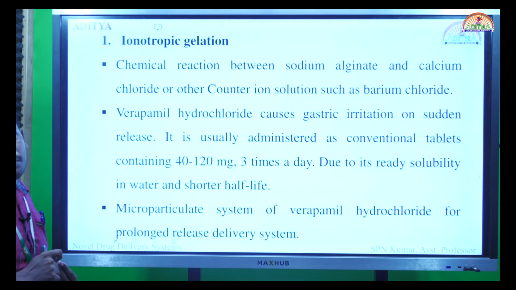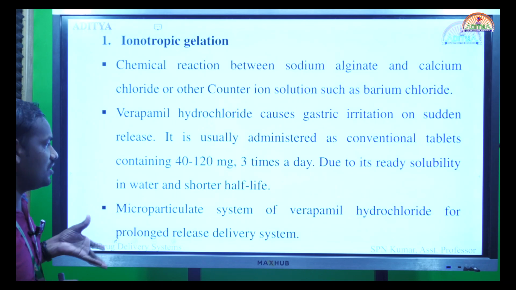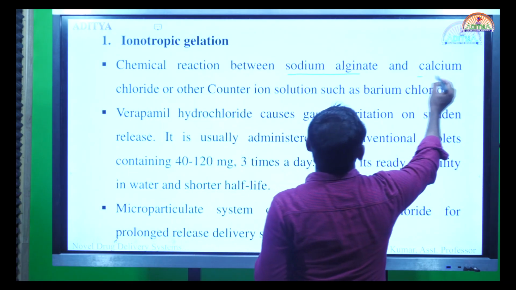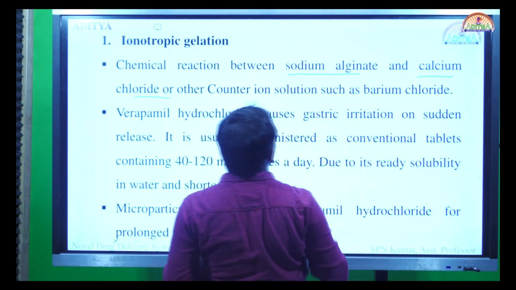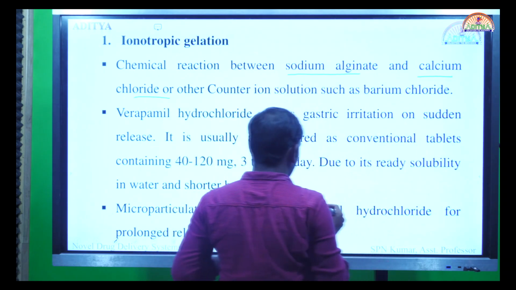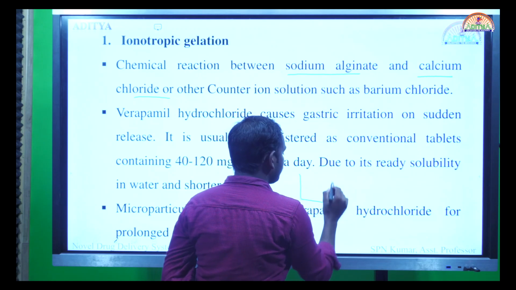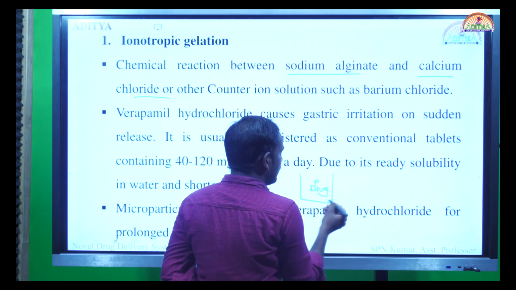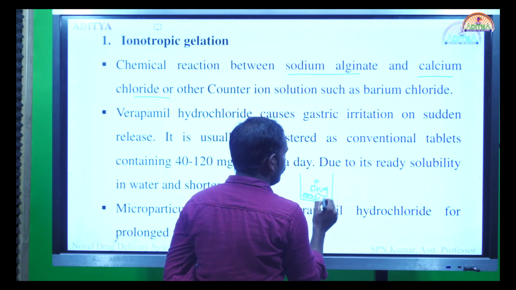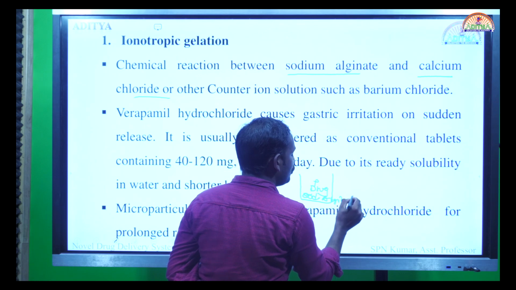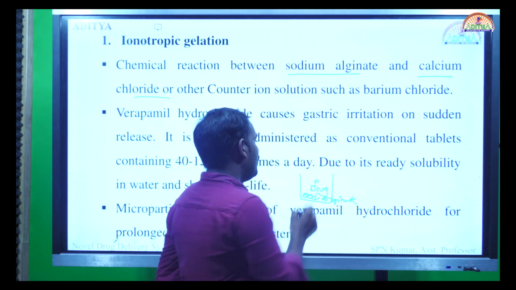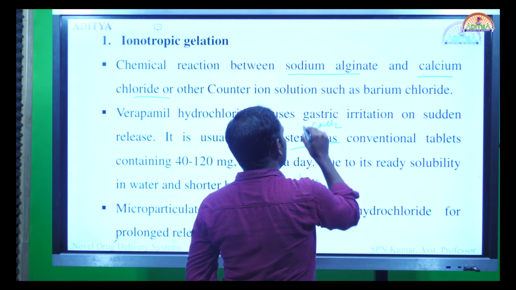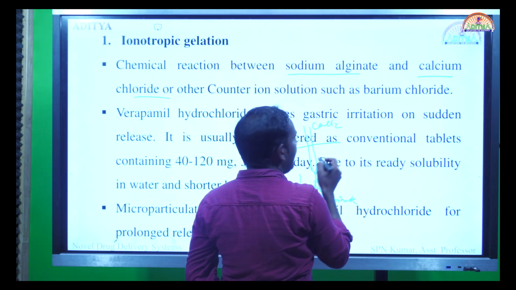Ionotropic gelation. So what do you mean by ionotropic gelation? As the name suggests, we are using two different chemicals which are opposite in nature. In this example, we have taken sodium alginate and calcium chloride. Suppose let us take your drug material and dissolve it in some solution like sodium alginate. So you are going to take your drug and dissolve it in sodium alginate, and from above you are providing calcium chloride solution.